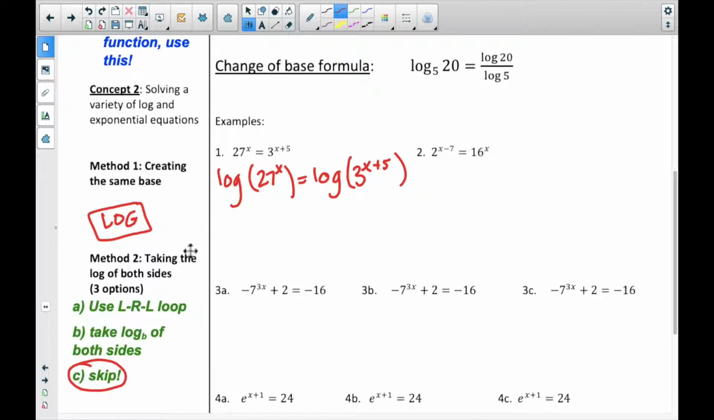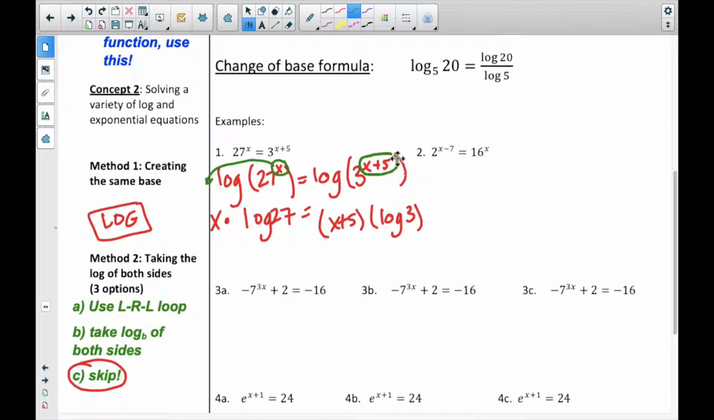Now, we can't use that button yet because we have this. But remember, we have that rule that says if you have an exponent, bring it out front. And so now let's bring that exponent out front. So we have x times the log of 27 is equal to x plus 5 times the log of 3. And so once again, all I did is I just took this exponent, I brought it out front, and made it into multiplication, which is a property that we've learned with logs that you can do.